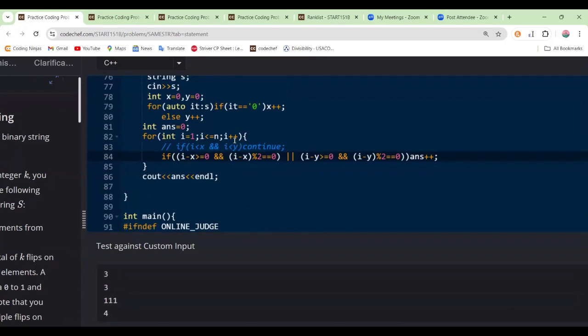Is this code clear to everyone? Anyone having doubt in this? No. Great. So let's jump on to the second question.